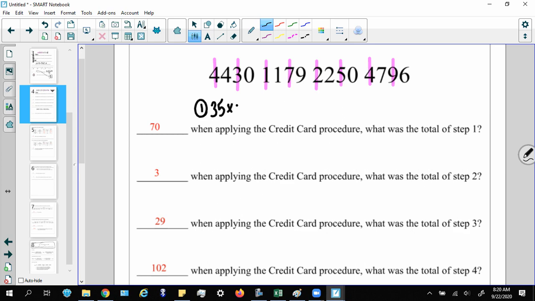Okay, but then I'm going to times it by 2 because credit card is times by 2. Now, remember, step two is the infamous 5 through 9 range. Of the ones that are highlighted, which ones are in the 5 through 9 range?